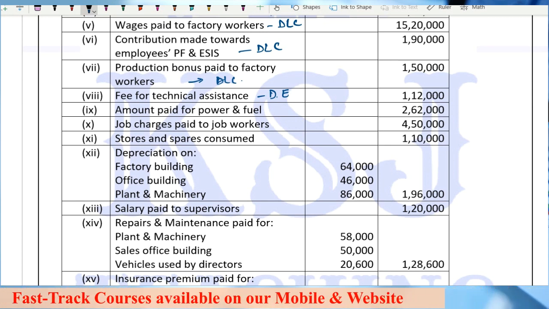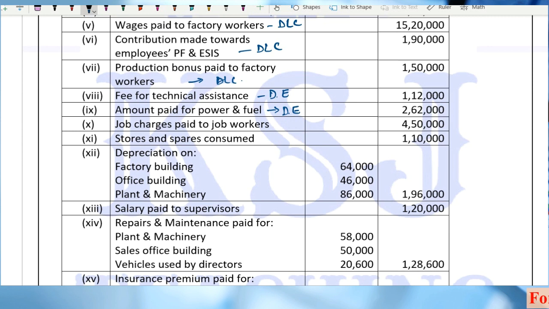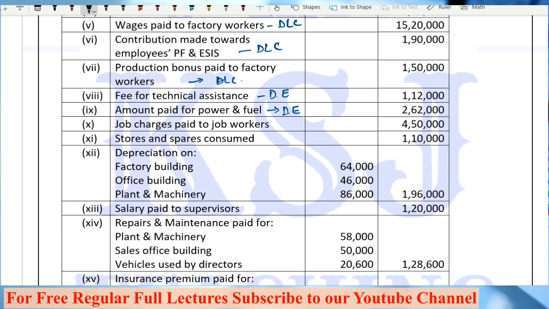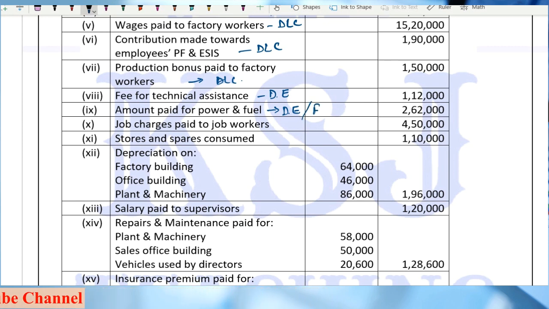Now what the institute has done, it has taken this as a direct expense, but logically it should not be. Sir, very simple question: how can you identify this amount of power and fuel being consumed in 1 unit of the finished product? How can you identify? So I don't understand why they have taken it as a direct expense. In fact, it should be taken as factory overhead. So this is one area where it is controversial according to me.